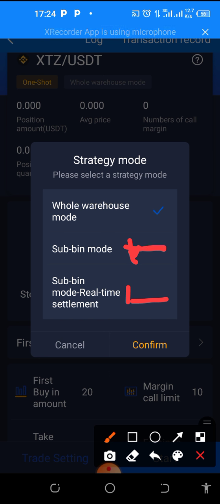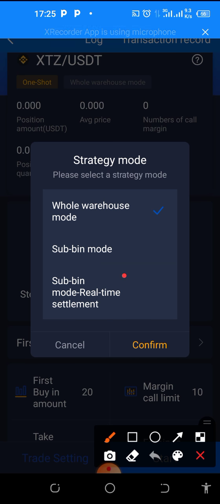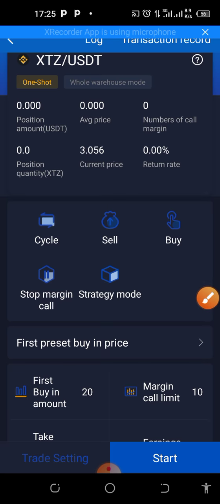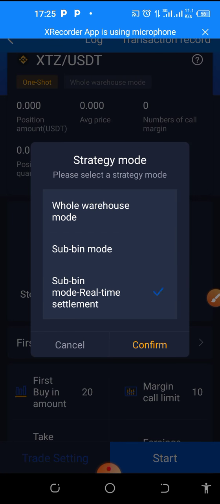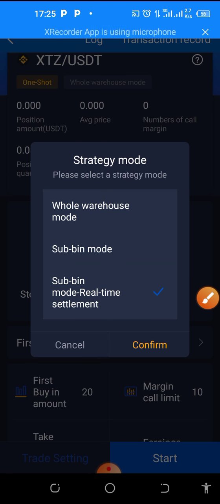Now, the subbing mode here means it will wait to complete all the transactions before it gives you your money. While the one with real time means as it executes each of those transactions, it gives you your money immediately. So we would want to choose the one with real time because we don't want it to hold our money. So you choose this, that is subbing mode real-time settlement. I have not chosen that yet, let me choose it. You mark it, you see. Then once you have done that, the next thing you want to do is click on confirm.